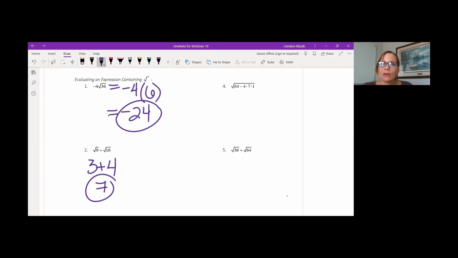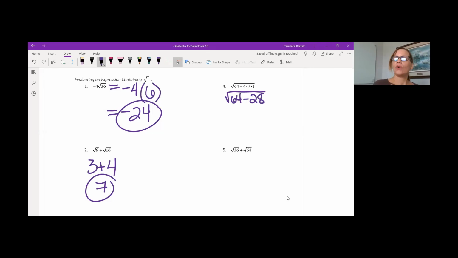All right, so number 4 does follow that we have an expression underneath the square root sign. If I were to read this, I would read it as the square root of the quantity 64 minus 4 times 7 times 1. Now, to simplify this, I know with order of operations, I have to take care of the multiplication before the subtraction. And 4 times 7 times 1 is 28.